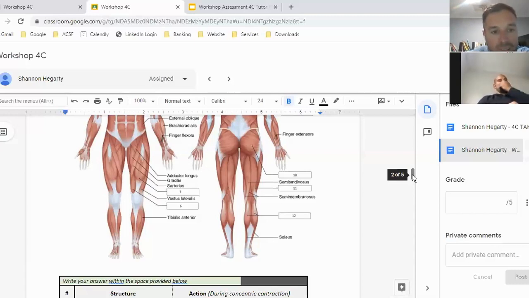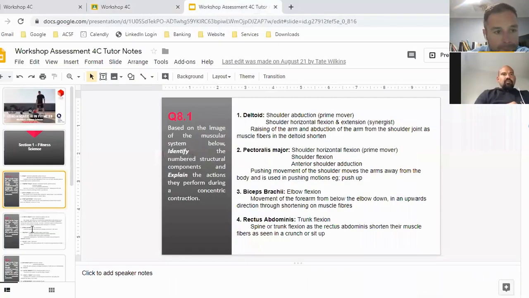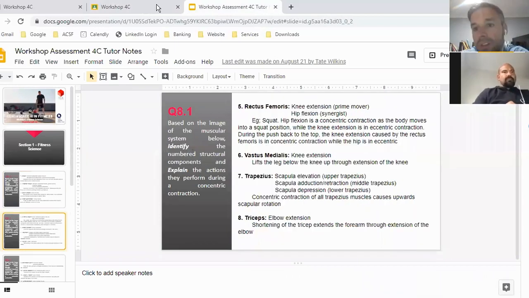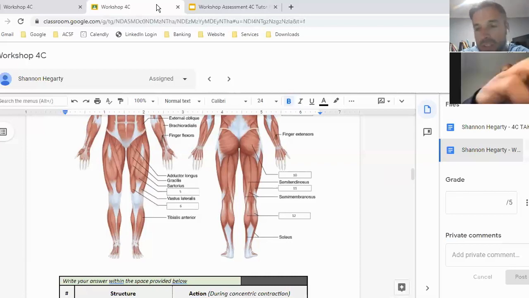So number 6. What are we looking at? Vastus medialis. Perfect, exactly right. So there's the VMO, the vastus medialis, which is that teardrop muscle in the quad. It's a very important knee stabilizer laterally as well. But what's its primary focus?